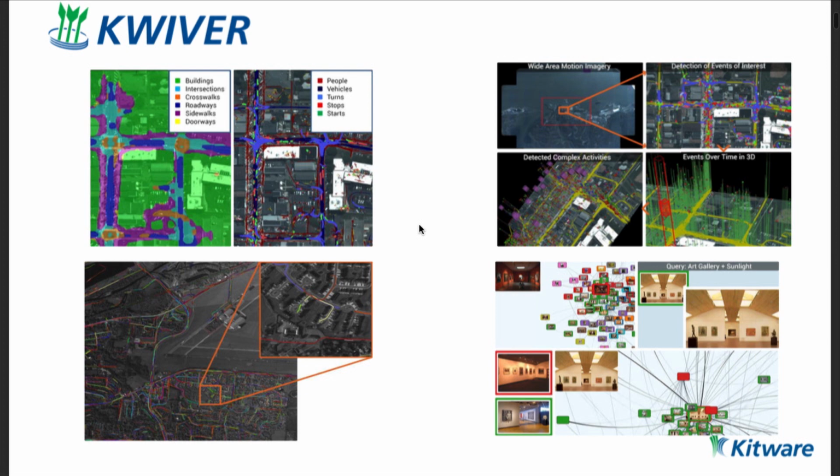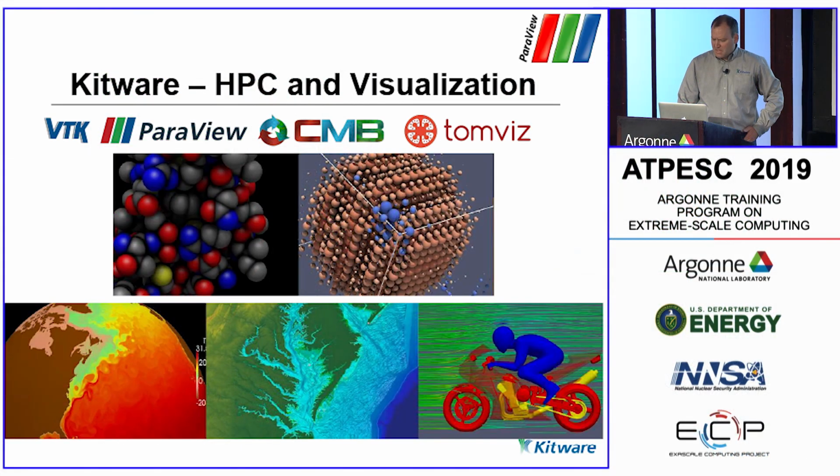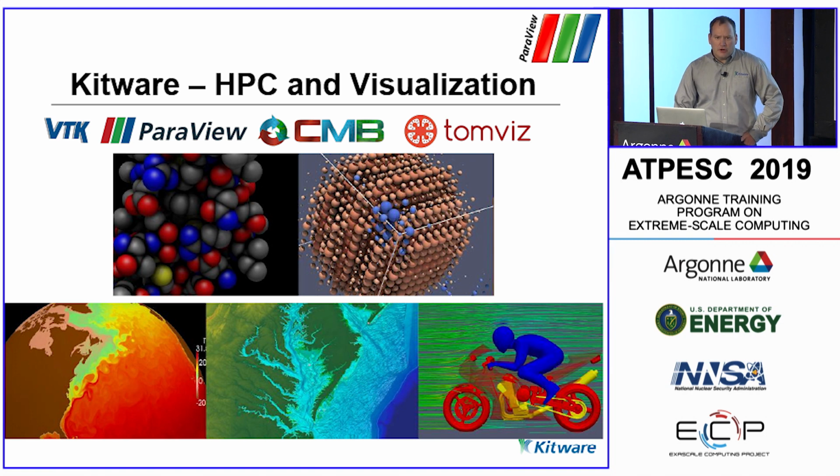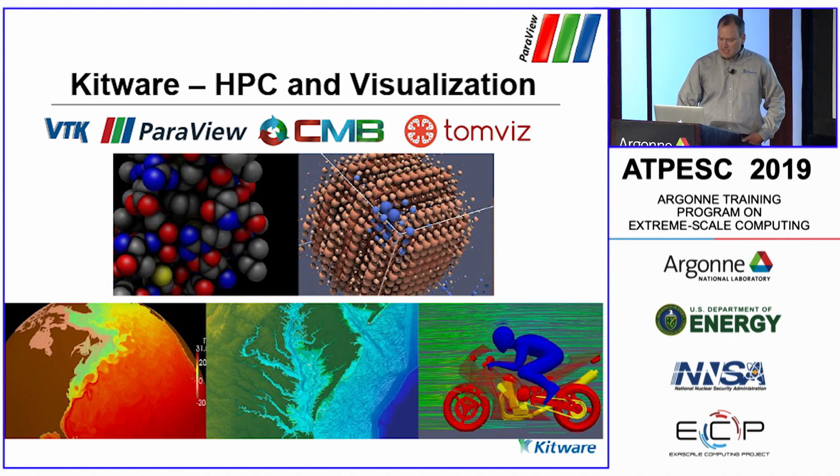As I said, we've got an open source project called Quiver for doing image analysis and video analysis. They do the opposite of what I do. I take data and make pictures. They take pictures and derive data from them. I work in HPC and visualization. We are the primary authors of VTK and ParaView, which Joe mentioned earlier. VTK is a library for producing pictures and analyses of scientific data sets.